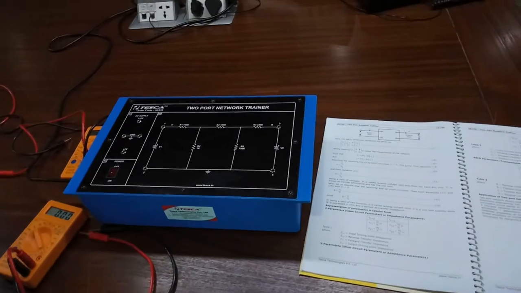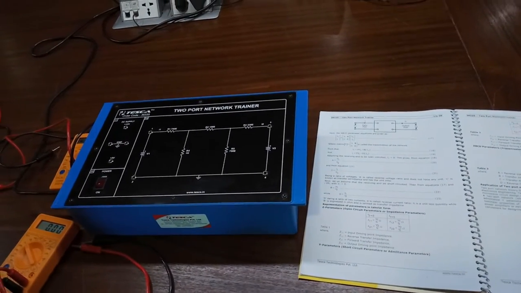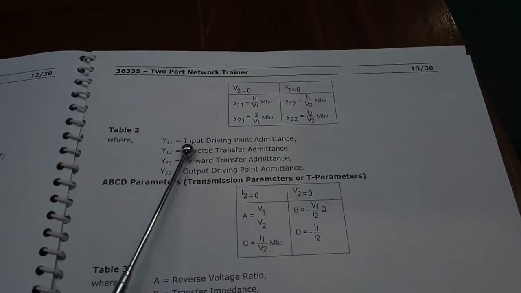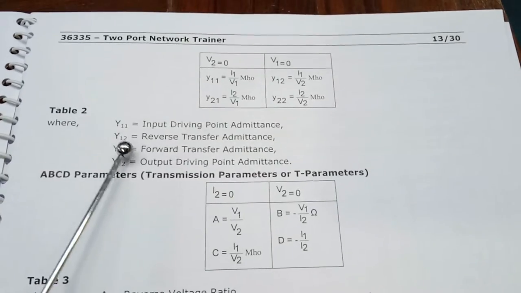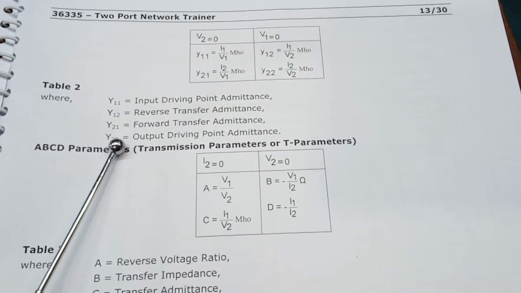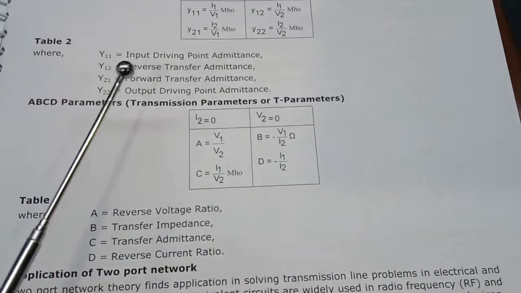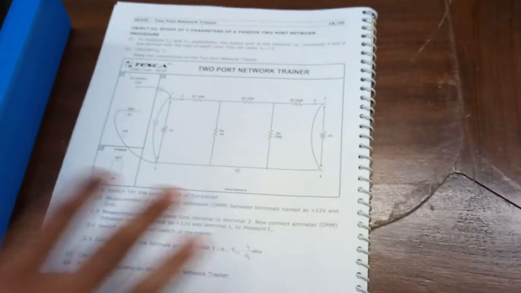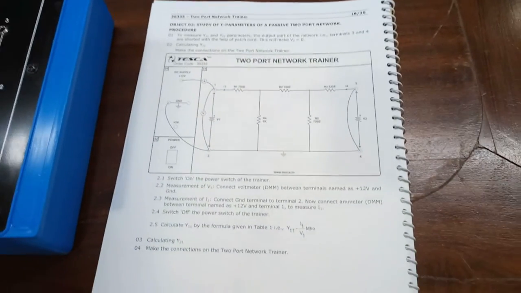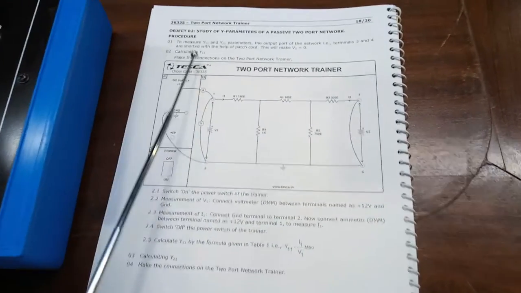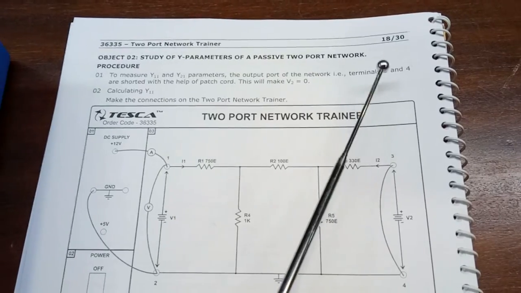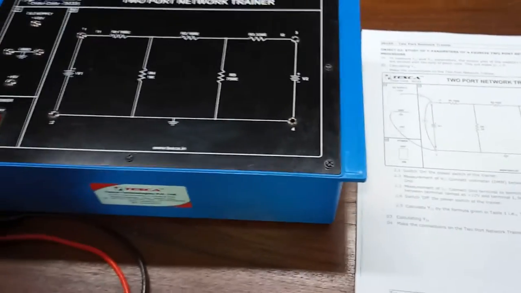Second objective, we will calculate the Y parameters, or we can say short circuit parameters, of the two port network, for which this is the table given in the manual. These are Y11, input driving point admittance, Y12, reverse transfer admittance, Y21, forward transfer admittance, and Y22, output driving point admittance. So for these values we will map the circuit as per the diagram. Now these are the short circuited parameters. For finding Y11 and Y21 parameters, the output port of the network, that is terminals 3 and 4, will be short circuited with the help of a patch cord.